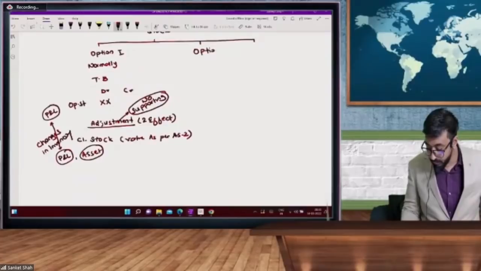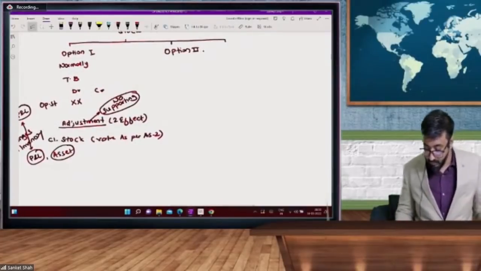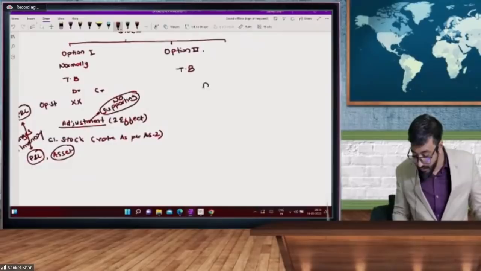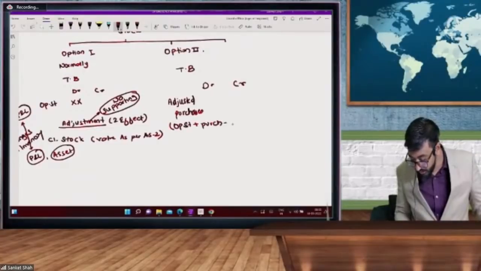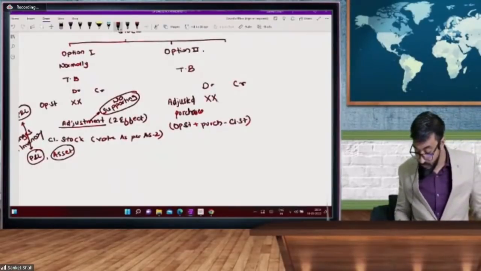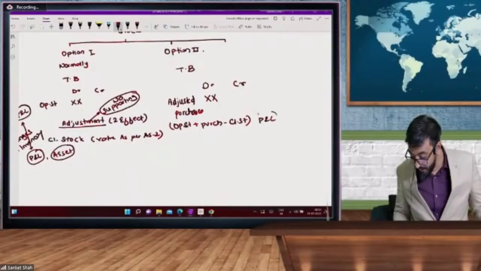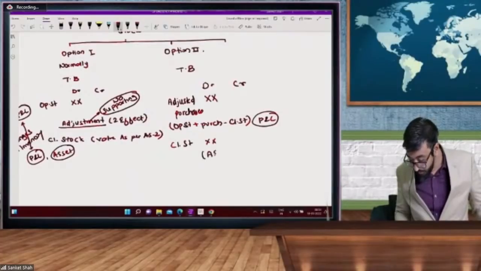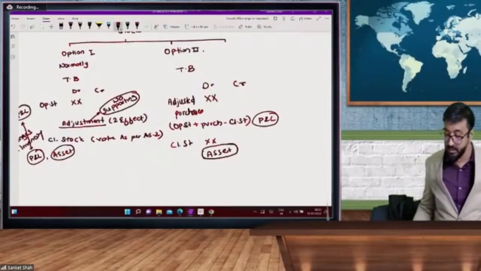Option 2: you have it in trial balance, debit, credit, not in adjustment. You have adjusted purchases, which means opening stock plus purchases minus closing stock. All this you record in P&L, and only closing stock, having a debit balance, you write on the asset side. So this is option number 2.